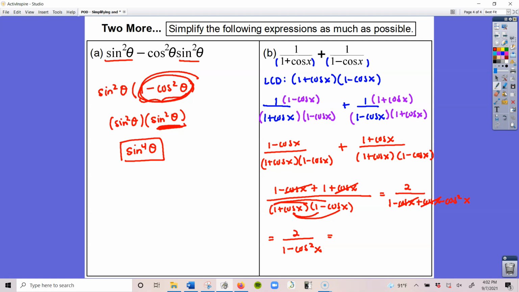So I can rewrite this as 2 over sine squared x, which if you have sine in the denominator, we can bring that up because the reciprocal is cosecant. And since sine is squared, this would be cosecant squared x. And that's our final answer. And that's simplifying and rewriting trigonometric expressions.